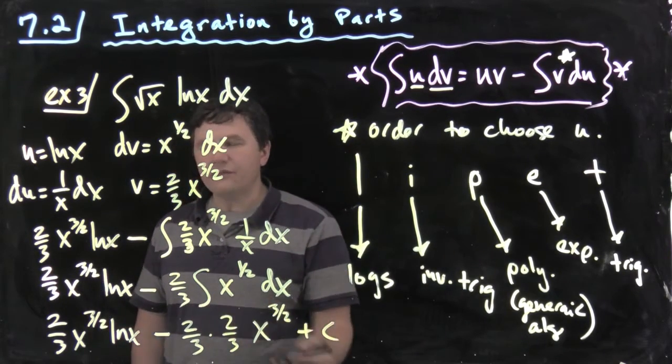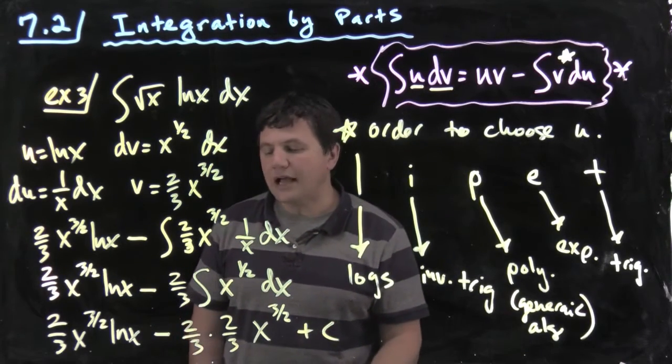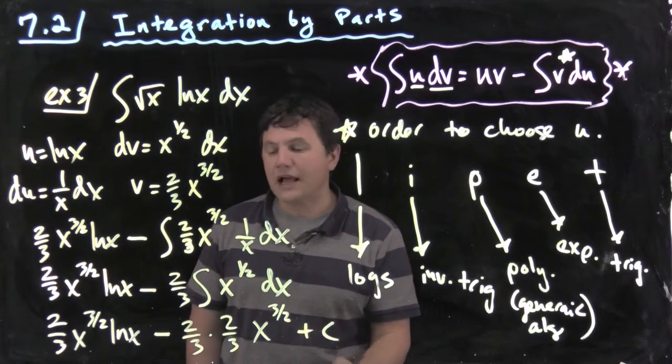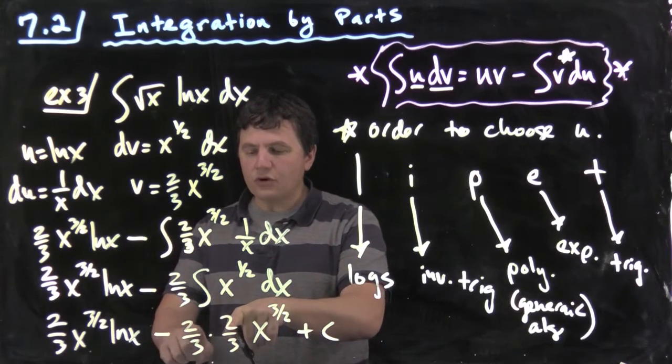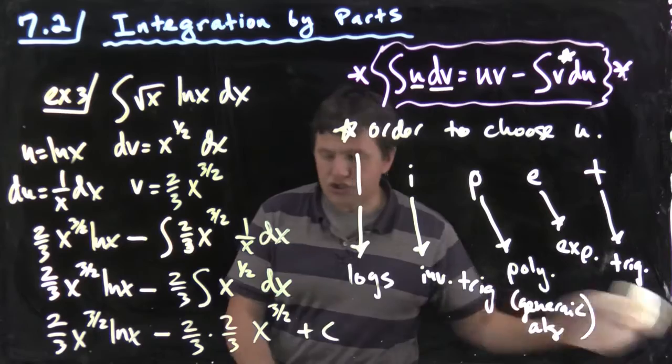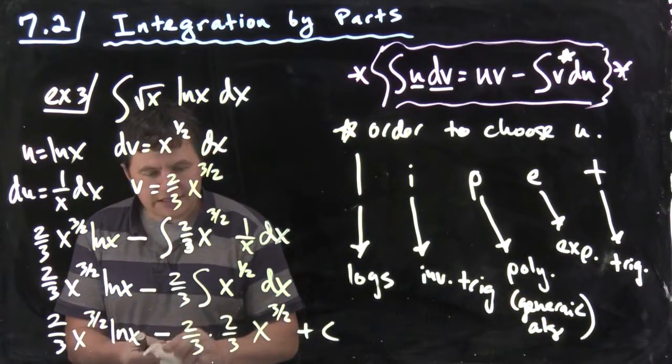Now, I don't mind if you leave your integrals like this, unless it says simplify, which it rarely is going to say. But I'm going to go ahead and simplify this. So 2 times 2 is 4, 3 times 3 is 9, so we can just change this to 4/9.